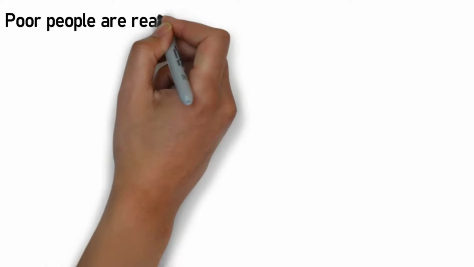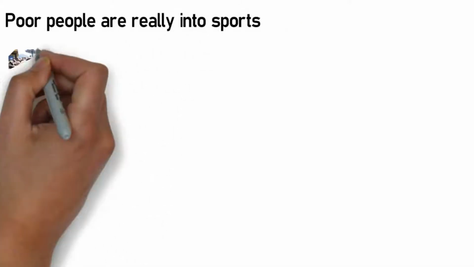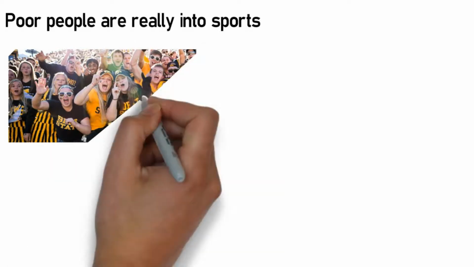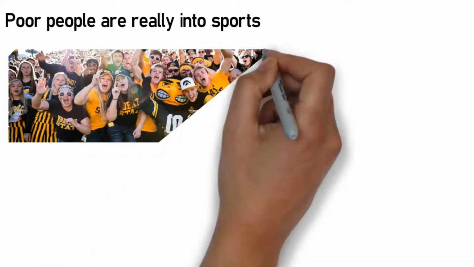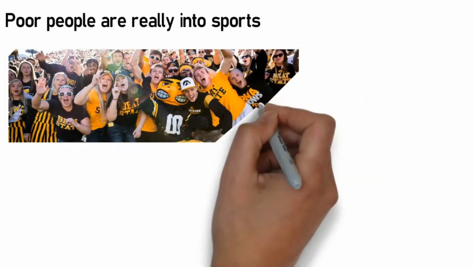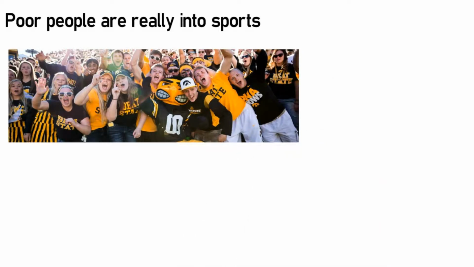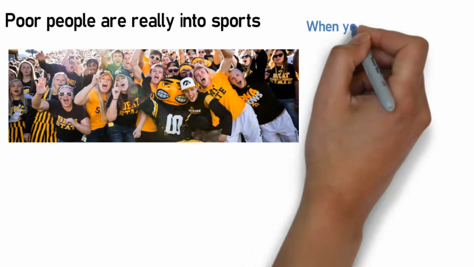Poor people are really into sports. Similar to watching a lot of television, poor people tend to be huge sports fans. They even go as far as to buy team gear. It often becomes a party with family and friends. Some people will even go as far as to fight with one another in a bar simply because they like a different team. When you think about it, the whole thing is a bit silly.